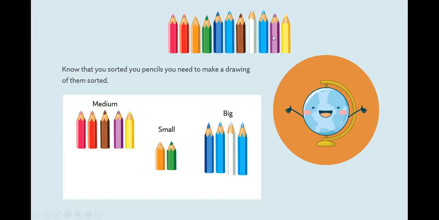So if you look at these pencils, I took them again. What you're going to do is write medium. It's on the slide, so you can just copy it down. Then on another section, you're going to write small. And then on another section, you're going to write big. So let me quickly show you what I mean.